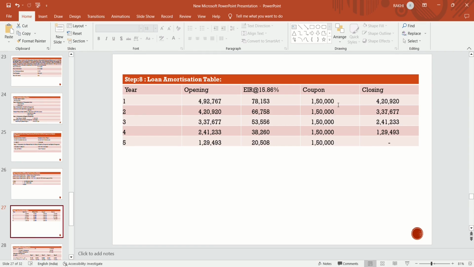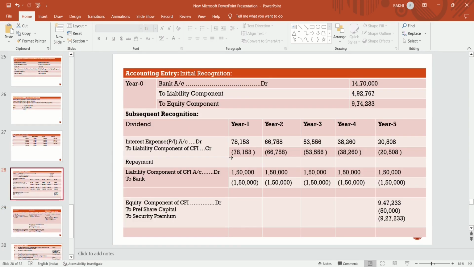That is 66,758. Coupon becomes 1,50,000. Closing balance becomes 337,677. These 337,677 become the opening balance for the next year. Effective interest on opening balance is calculated at 15.86, that is 53,556. Coupon becomes 1,50,000. Closing balance becomes 241,233. In the same way, the amortization table is prepared up to year 5. It becomes 0.